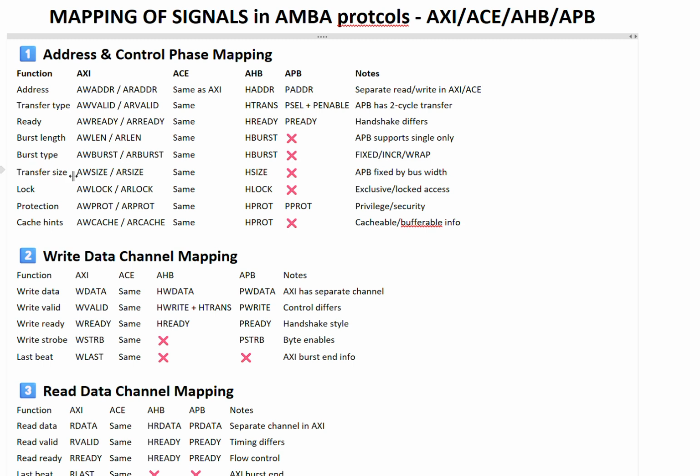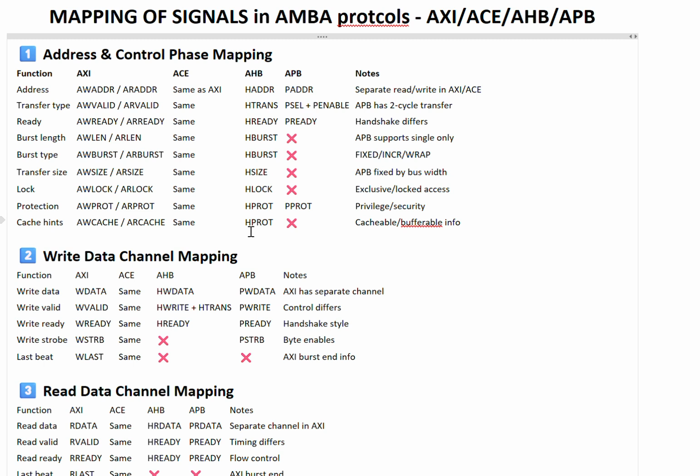Transfer size is AWSIZE or ARSIZE. Here we have HSIZE. APB is fixed by bus width, so we cannot actually change the size of the APB transfer. For lock, we have AWLOCK and ARLOCK, and we have HLOCK here. There's no exclusive or locked access in case of the APB protocol. For protection, we have AWPROT and ARPROT, HPROT here, and PPROT for the APB protocol. And for cache hints, we have AWCACHE and ARCACHE.